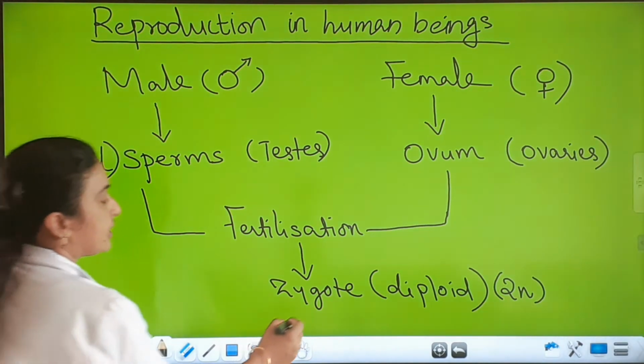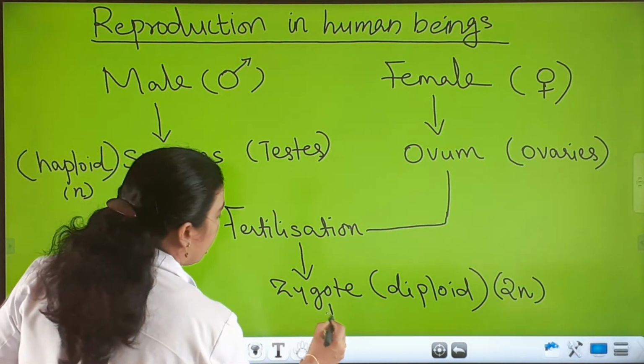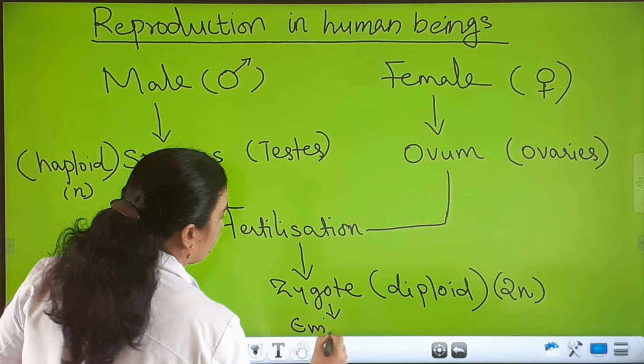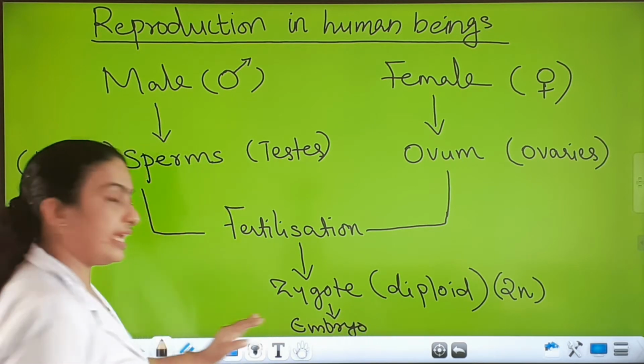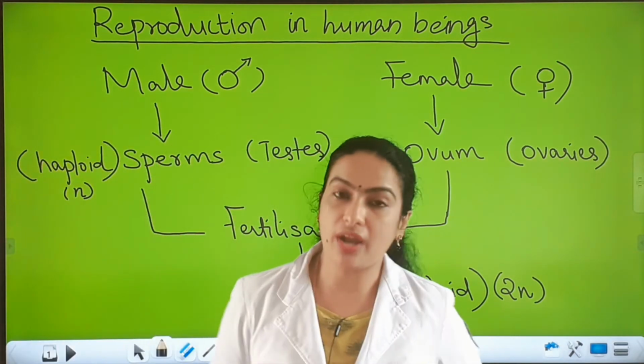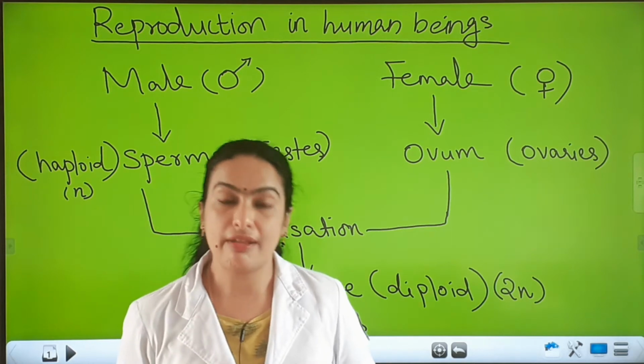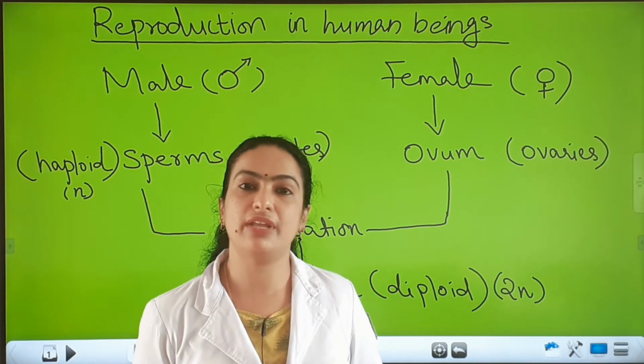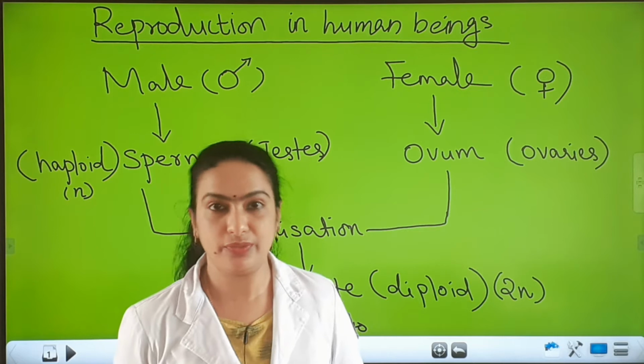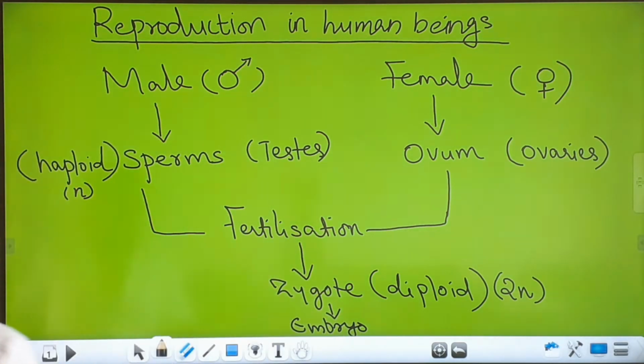Okay, and the zygote undergoes development to form embryo. You learned in 8th standard. Okay, so embryo undergoes further development to form fetus. Then fetus undergoes development to form baby. Okay. Now we can see this.